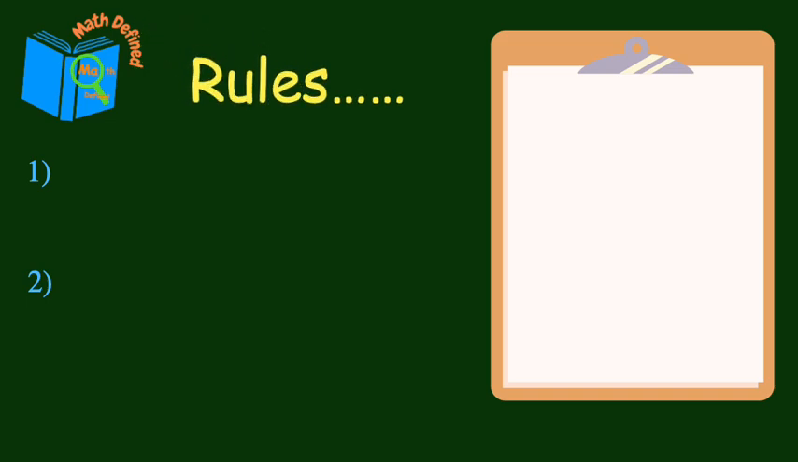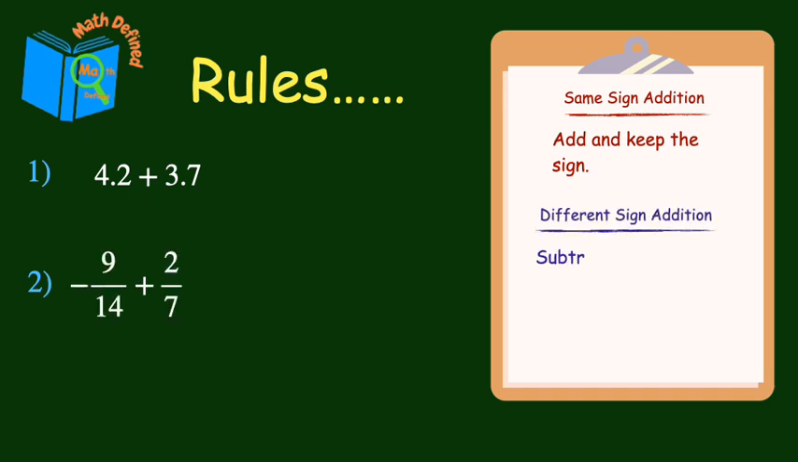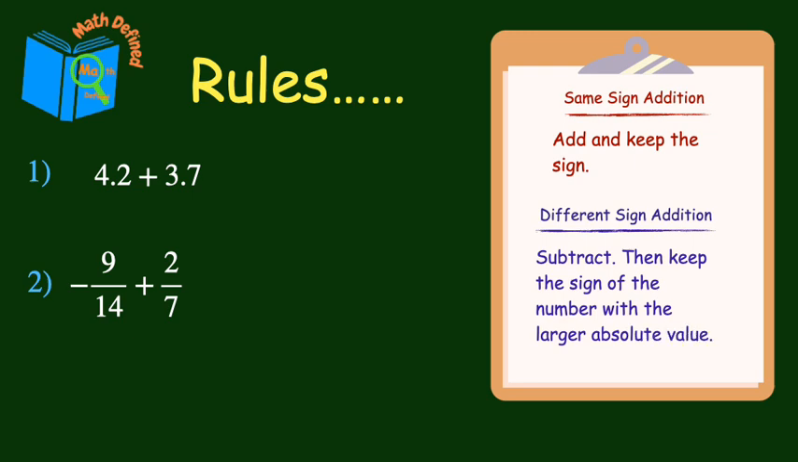There are two key rules that we'll use. The first rule, same sign addition: if both numbers have the same sign, add and keep the sign. And the second rule, different sign addition: if the numbers have different signs, subtract, then keep the sign of the number with the larger absolute value. Now let's see these rules in action.